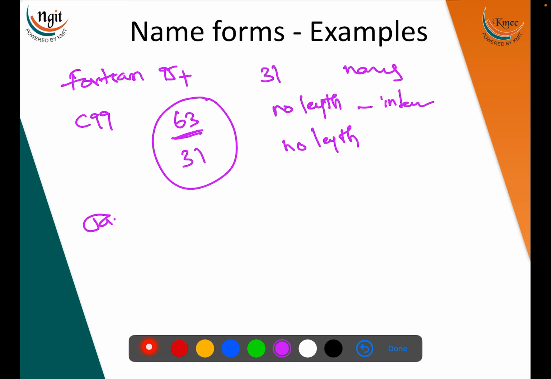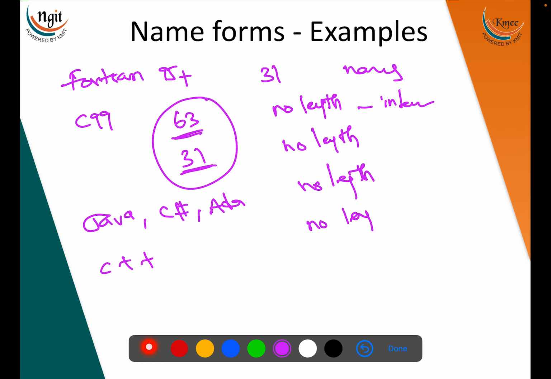Names in Java, C#, and Ada have no length limit. All the characters in them are significant. There is no rule like what is there in C. And C++ does not specify any length limit, so C++ also has no length limit and no significance restriction.